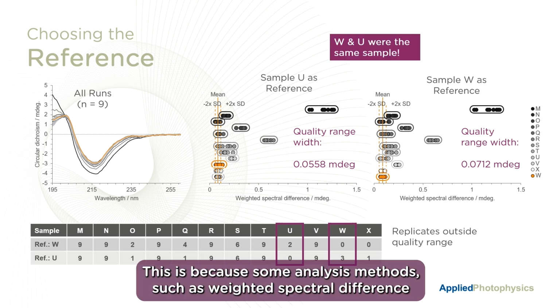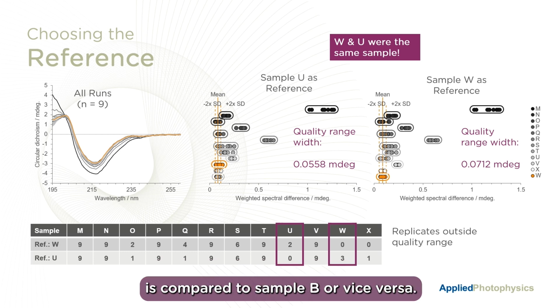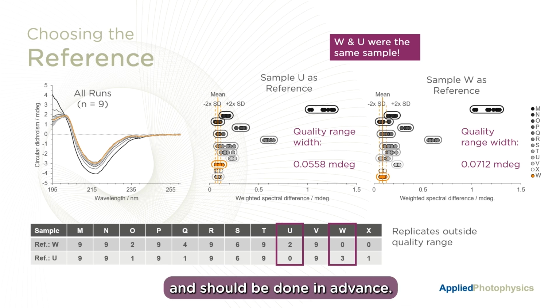This is because some analysis methods, such as weighted spectral difference, are asymmetric, meaning the results differ depending on whether sample A is compared to sample B, or vice versa. Therefore, selecting an appropriate reference is crucial and should be done in advance.